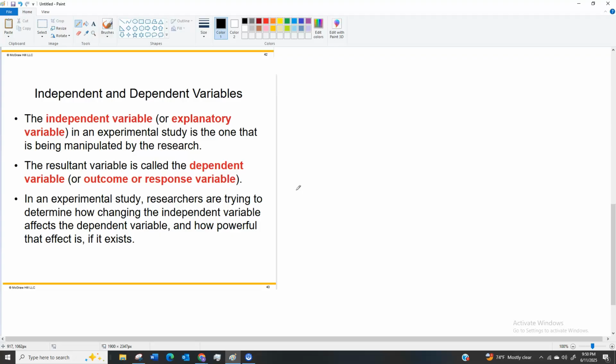So the first thing that we're going to talk about with experimental studies is what are the independent and dependent variables. So the independent variable in an experimental study is also sometimes called the explanatory variable. So the independent variable or the explanatory variable, and it is the one that is being manipulated. And then the resultant variable is called the dependent variable or the outcome or response variable.